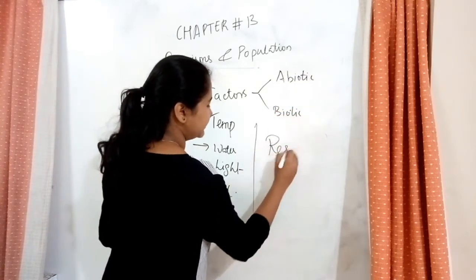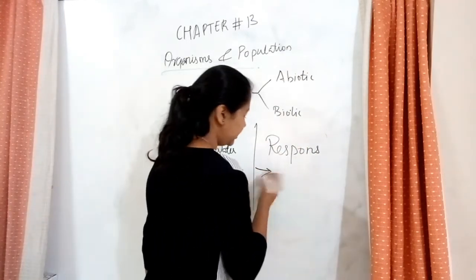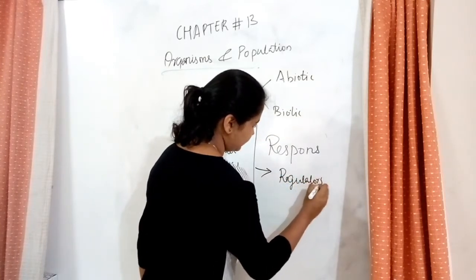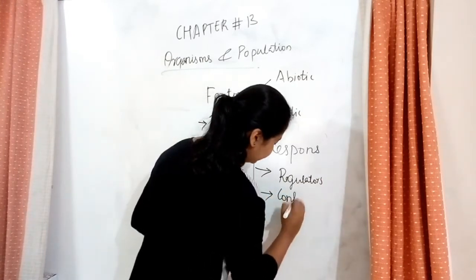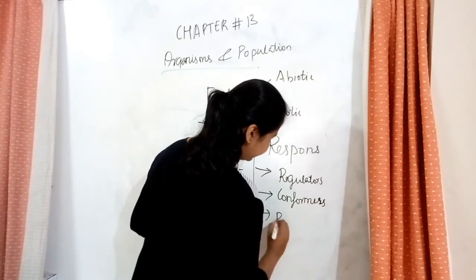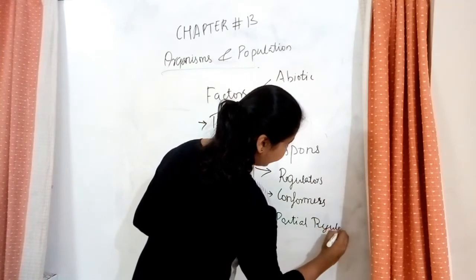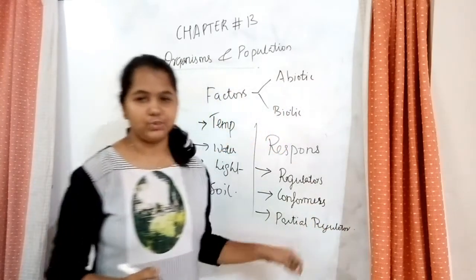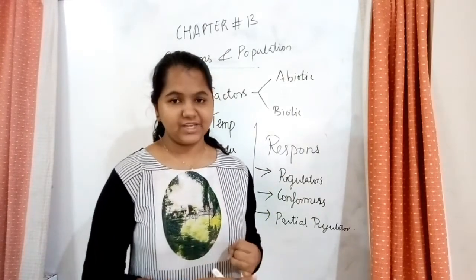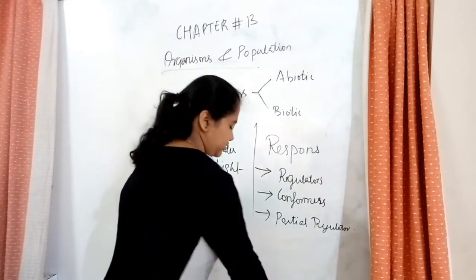Then we learned the responses. How many types of responses did we learn? The first one was regulators, then conformers, and partial regulators. Then we learned about migration, hibernation, and aestivation, etc. So that is what we dealt with in the last two sessions.